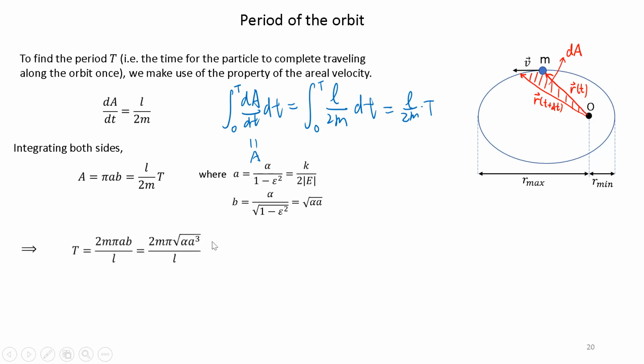So then the period, right? From this relation here, the period can be written like this, and then further expressed as this equation over here. Now, if I square both sides, I'll be able to say that T squared is equal to all these parameters times a cubed. So this is known as Kepler's third law.